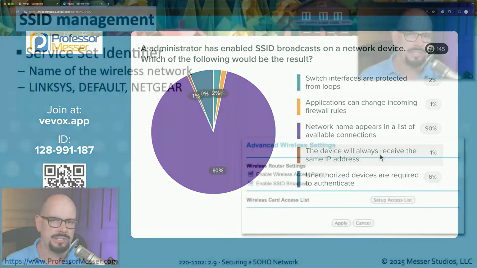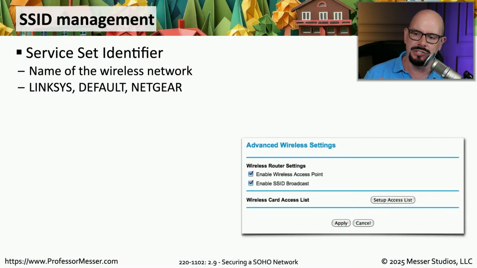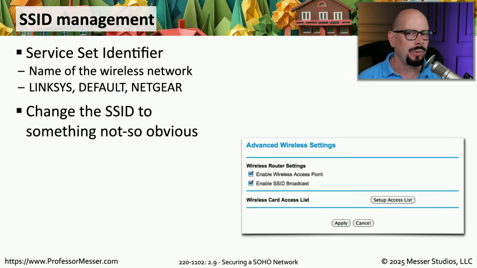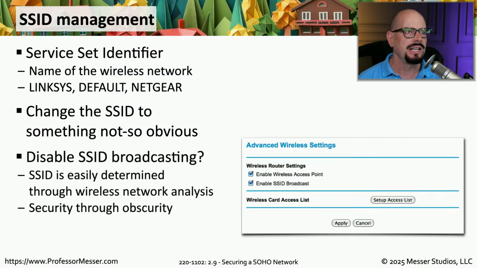SSID management is an important thing to consider when you are installing or configuring an access point. So this is how users are able to see the network. An SSID is a service set identifier. Service set identifier is just a fancy name for the name of the wireless network. So if we enable SSID broadcasts, it will send the name of that network out across the airwaves. And if you were to look at a packet capture of this, it sends it out many times a second. So you'll see these network names are always out there.